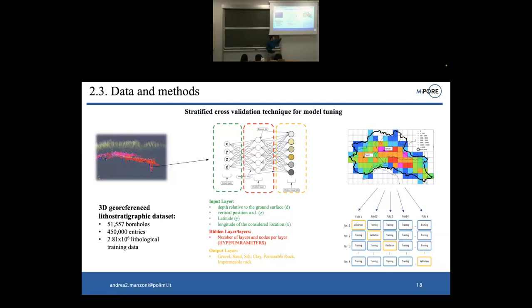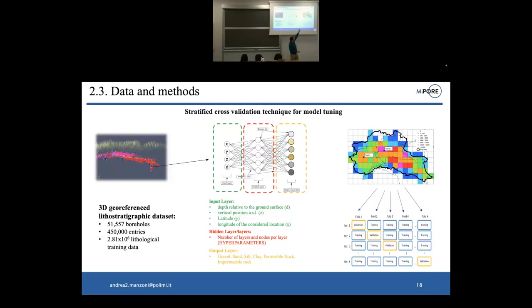We have performed stratified cross-validation. Why stratified? Because, as I already told you, the data is not homogeneously distributed within the domain. So we want each sub-data set to equally represent the information also in the areas with low density.